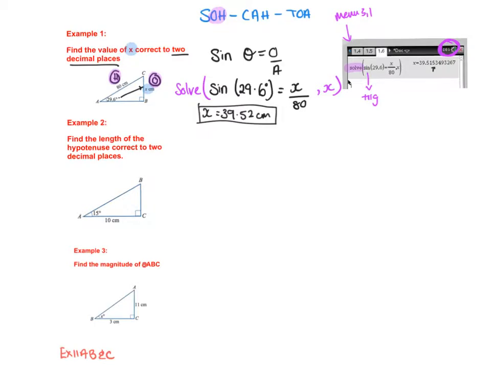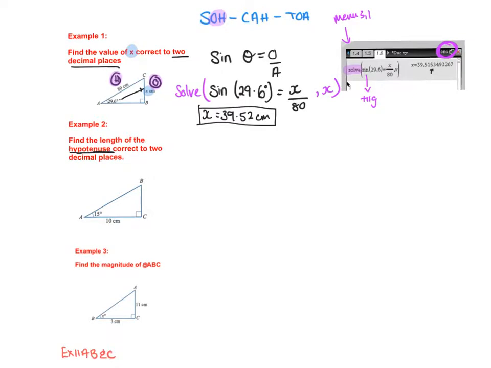Okay, for example 2, it's asked me to find the length of the hypotenuse correct to 2 decimal places. So first of all, let's go find the hypotenuse, and that's the one we want to know. I'll label up my triangle. And here's my angle, so I've actually got the adjacent. So the rule that has A and H is the cos. So I'm going to use cos. So cos angle equals A over H.